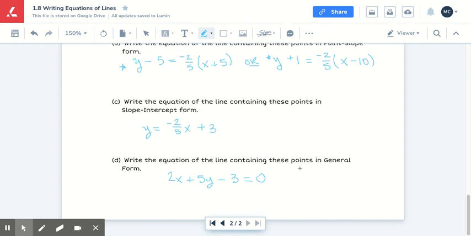Okay, and then finally we had to write it in general form, and in general form, this is wrong. I made a mistake. That number should be 15. All right, there we go. Okay, so 2x plus 5y minus 15 is equal to 0.